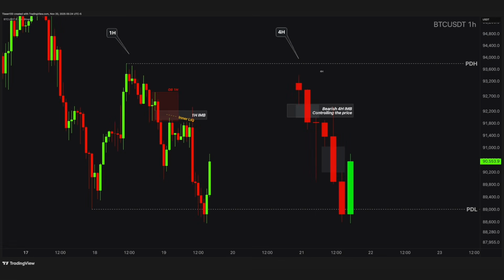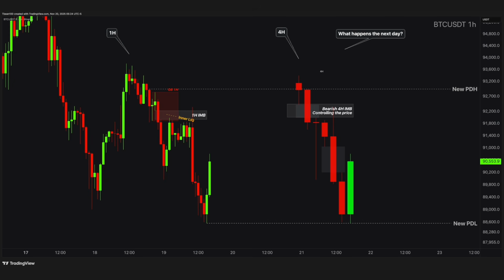Now let's talk about the next day and what actually happens during that session. First of all, we get a new previous day's high and a previous day's low to work with. And when you check the 4-hour time frame, you can see a pretty clear and white imbalance zone sitting here. And if you drop down to the 1-hour chart on the left again, you will notice 1-hour imbalance lining up with an order block. So, what do we expect in a spot like this?